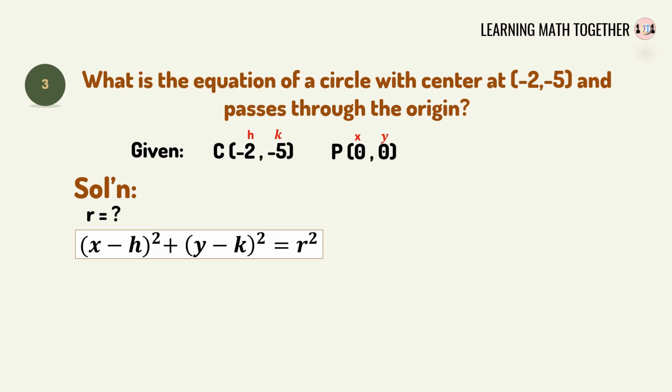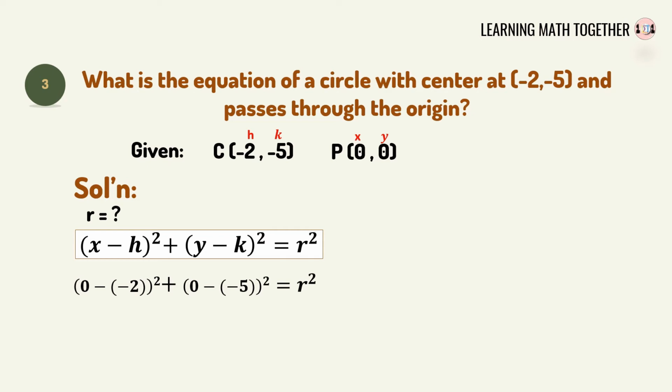So let us substitute. The value of x is 0, and then the value of h is -2. That's why we have (0 - (-2))². Copy plus, and then substitute the value of y, and that is also 0. And then substitute the value of k, that is equal to -5. So we have here (0 - (-5))². And then just copy = r², because this is the unknown value.